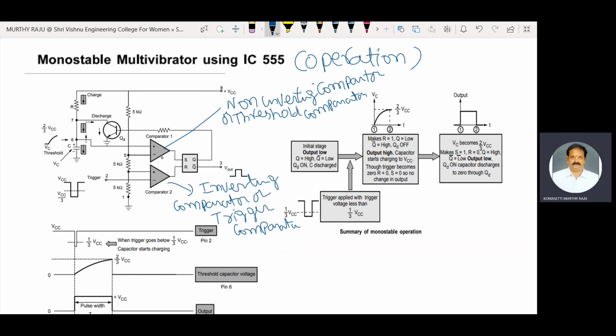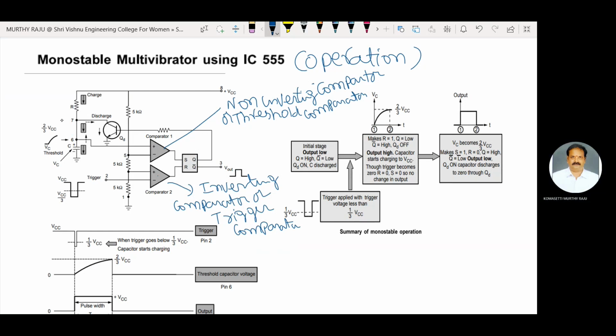Comparator 1 is called the threshold comparator because the threshold voltage is applied to the non-inverting terminal of comparator 1. Comparator 2 is called the trigger comparator because the trigger signal is applied to the inverting terminal, that is the minus terminal of comparator 2. Then there is the SR flip-flop, with set and reset inputs, and the discharge transistor.